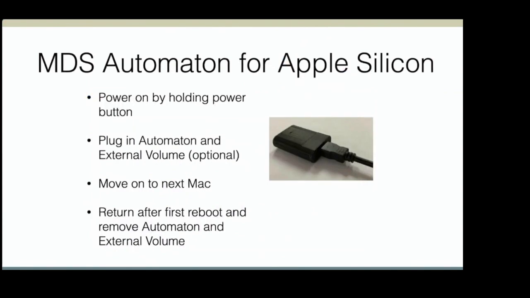So that's why we updated the MDS Automaton for Apple Silicon. And if you don't know what the MDS Automaton is, it's a little Arduino device that acts like a little keyboard that we can programmatically control. Imagine it's like a little robot inside, with a little keyboard inside this little device that you plug in. And it does all those steps I showed you. Everything from erasing it, to activating it, joining Wi-Fi, kicking off the workflow, walking through the installer. So you don't really have to do anything. You just plug it in, power on the machine, and move on to the next Mac.